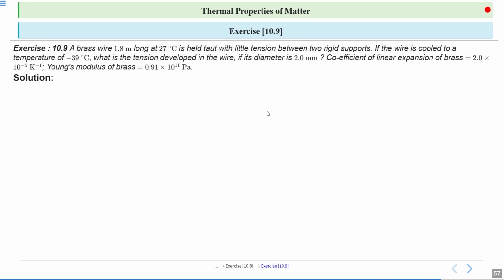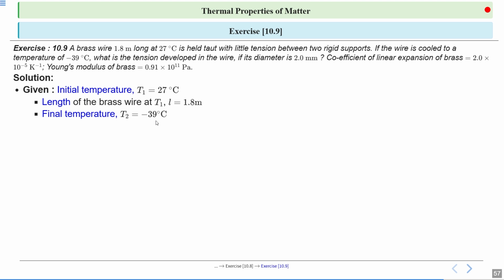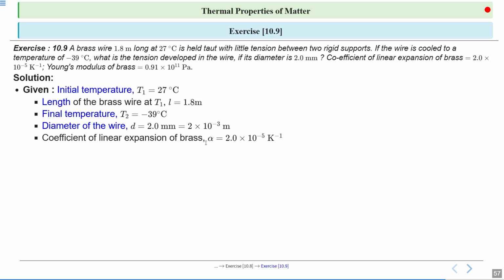Let's see the solution. So initial temperature T1 equal to 27 degrees Celsius. Length of the brass wire at T1 that is L equal to 1.8 meter. Final temperature T2 equal to minus 39 degrees Celsius. And diameter of the wire D equal to 2.0 mm, or in meter it will be 2 into 10 raised to the power minus 3 meter. So coefficient of linear expansion of brass 2.0 into 10 raised to the power minus 5 per Kelvin. And Young's modulus of brass Y equal to 0.91 into 10 raised to the power 11 Pascal.